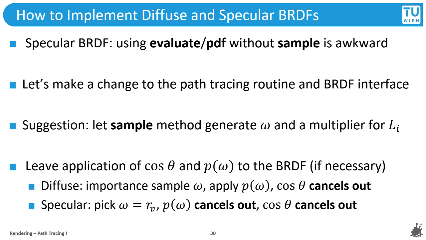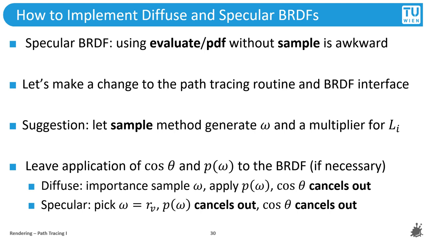So really, making a single function that takes care of computing a sample and a single multiplication value for the rendering equation makes things a lot easier. We will modify our BRDFs to support such a function that produces a sample omega and the multiplier for the incoming radiance that may or may not contain a cosine or a PDF value.